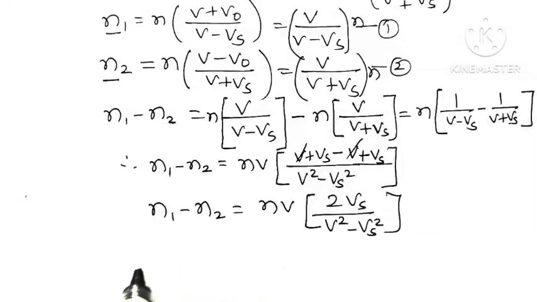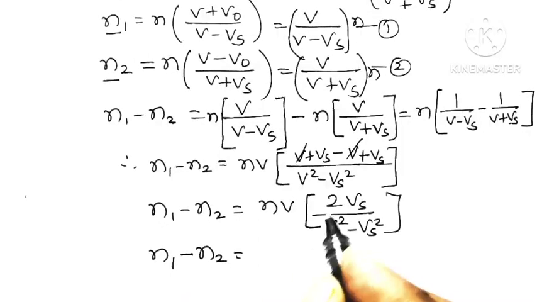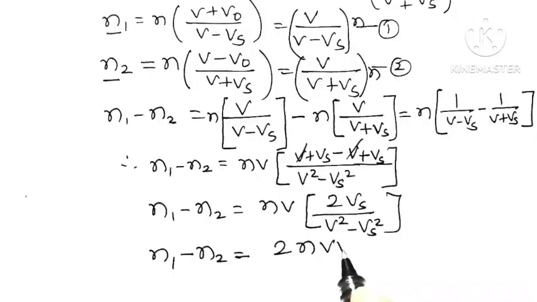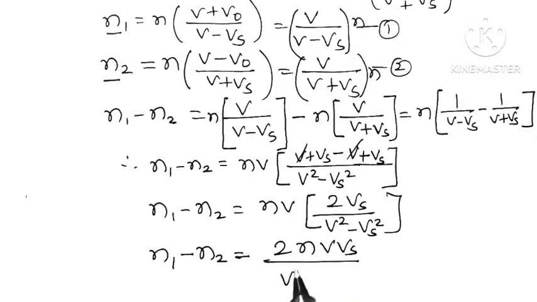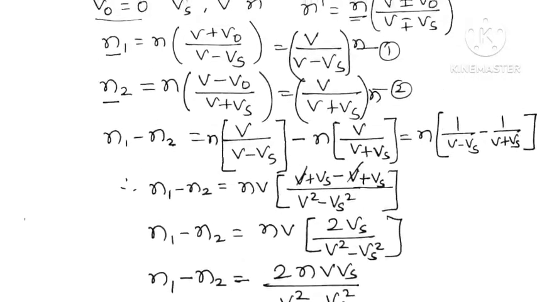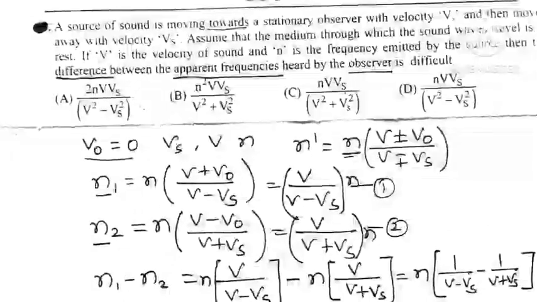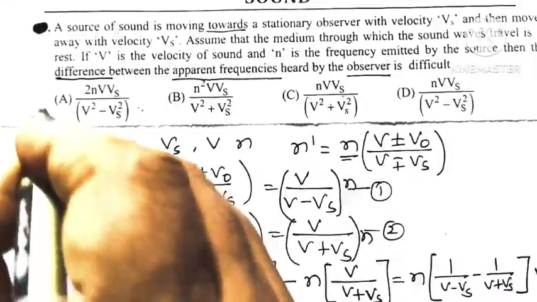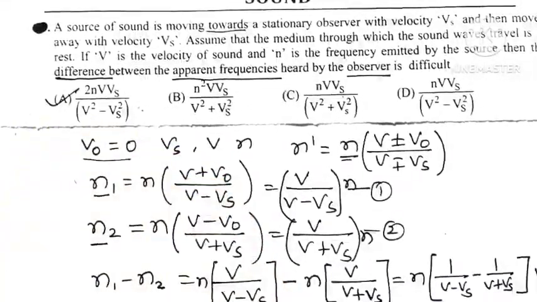So, finally, the difference between the apparent frequencies heard by the observer, N1 minus N2, is equal to 2NV into Vs divided by V square minus Vs square. Looking at the options, option A, 2NV into Vs divided by V square minus Vs square, is the correct option for this question.